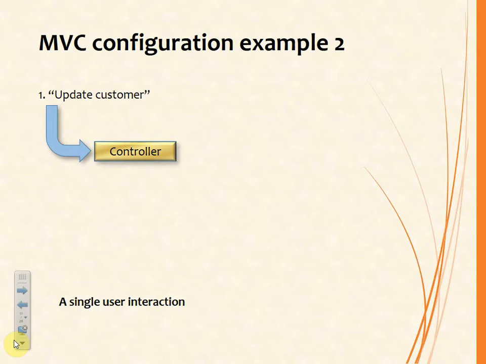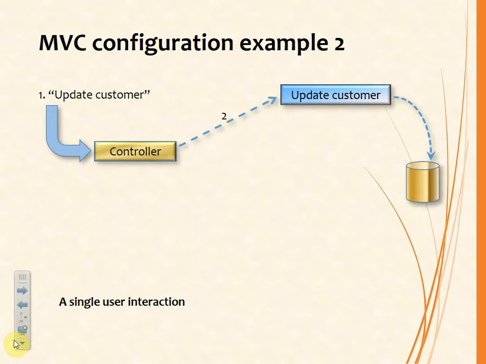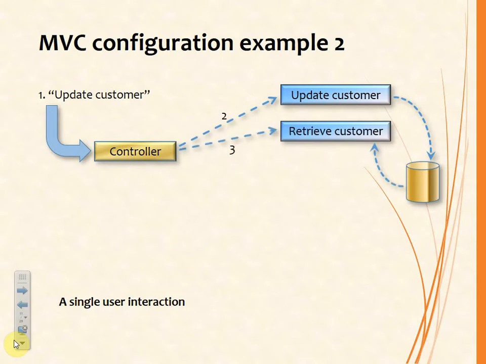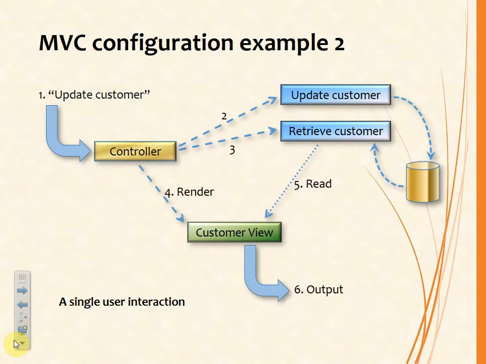So what about this update customer as a specific example? Well, the controller will receive the request, but now it will invoke two model components. First of all, to update customer, including storing the data in the database, and then to retrieve customer from the database, ready for the view to be rendered and produce the output. The controller's not invoking anything for number 5.